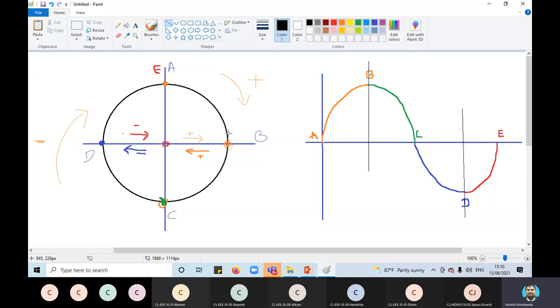From A to B, circular length, which is a linear length, is in centimeters. But there is another type of displacement when it comes to circular applications, when it comes to circles, when it comes to rotations. There is another type of displacement you must know, that is what we call the angular displacement.